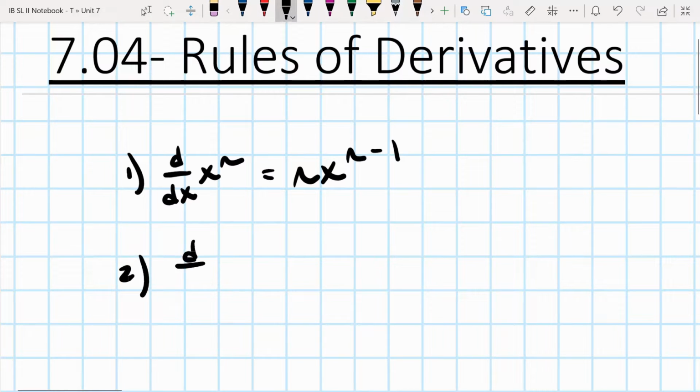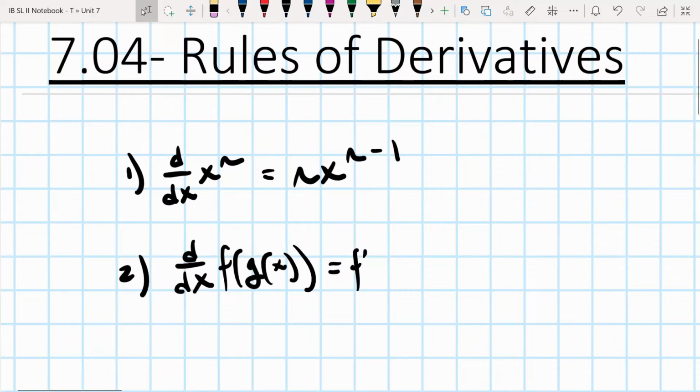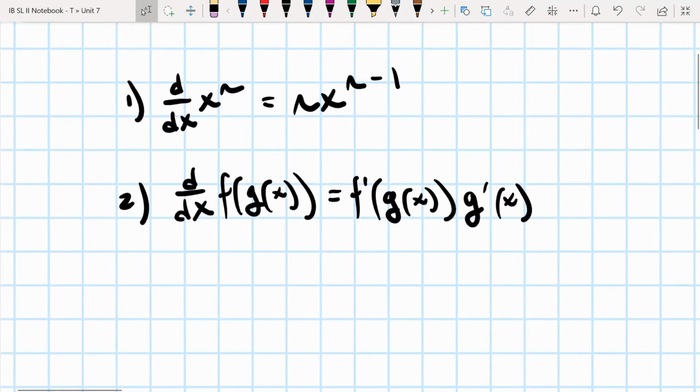The second rule is the chain rule, and that is when we have the derivative of the composition of two functions. So if I have the derivative of f of g of x, the derivative is f prime of g of x times g prime of x. So it's basically the derivative of the outside, and then you multiply it by the derivative of the inside.